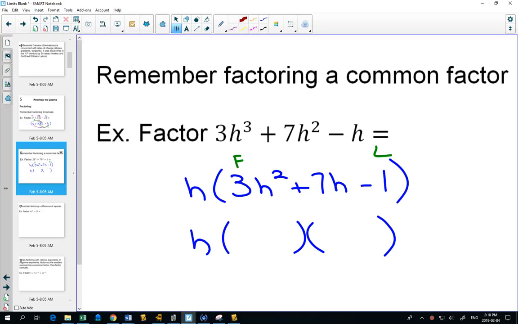If it could be factored, and the first ones have to give me 3h squared, there really is only one possibility for my first ones. Can you see the only possibility would be 3h and h? You can't get 3h squared any other way because 3 is a prime number. And with 1, the only way to multiply to get 1 would be 1 and 1. With that in mind, do the outside and the inside make 7? No. This is done. Can't factor it any further.